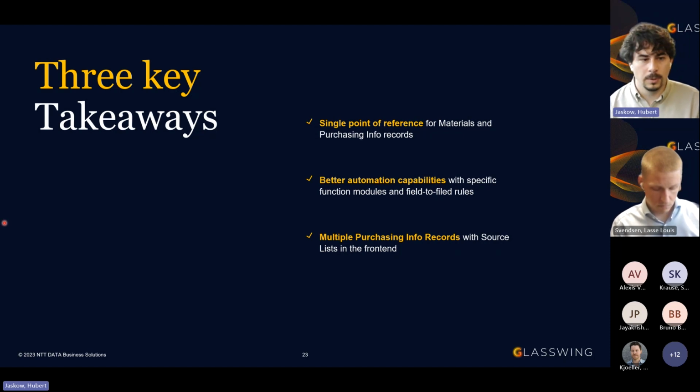So you can still have a workflow, and as JK said, you can just enter it manually. If you are not able to create those dependencies and automations, it is still a great place to maintain it from scratch. And we have multiple purchasing info records with source list in the front end. So everything is in the front end, all your purchasing info records, your source list, and you can maintain it from there. In all the info types as well.